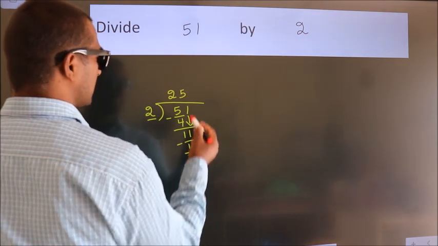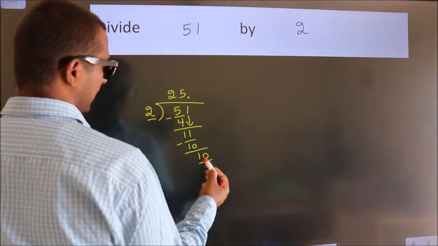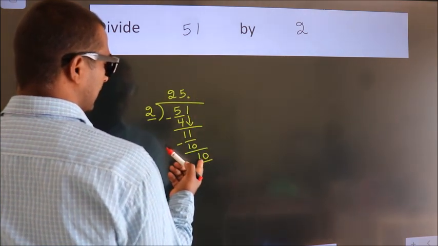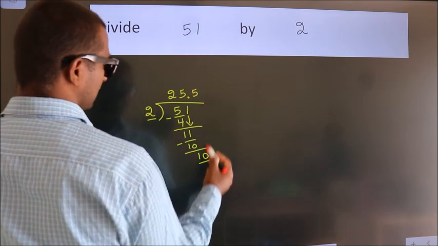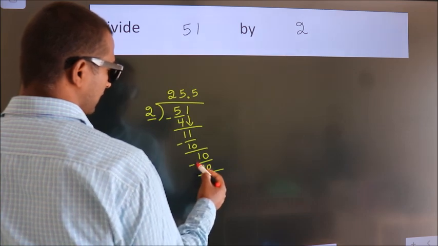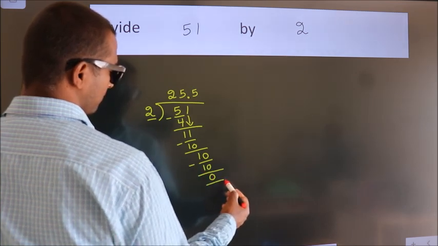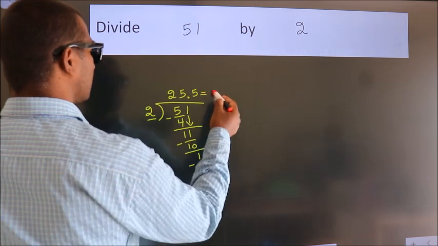So what we do is, we put dot, take 0, so 10. When do we get 10? In 2 table, 2 5's 10. Now we subtract, we get 0. We got remainder 0. So this is our quotient.